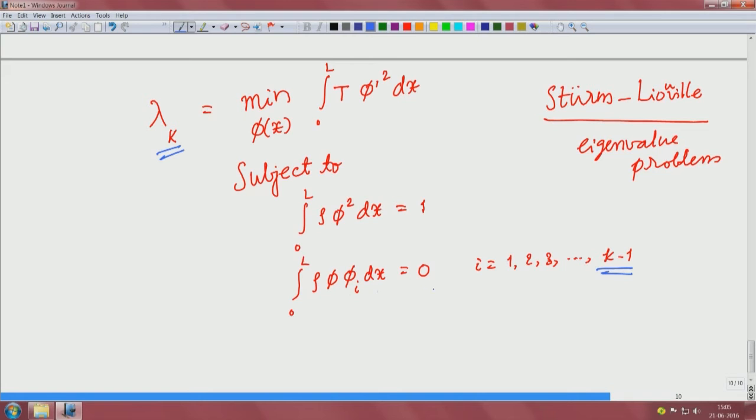We put this orthogonality up to k minus 1, and then there is the orthonormality that we are ensuring with that new function, that phi. When we find the solution, that phi turns out to be phi k of x.